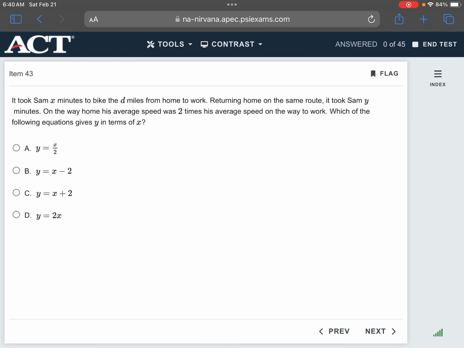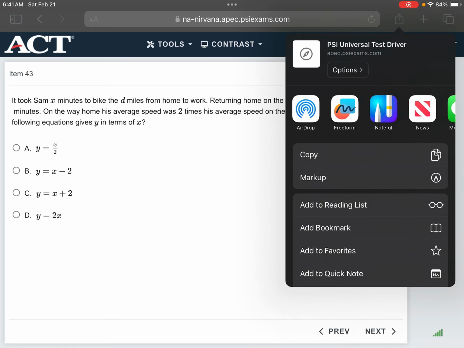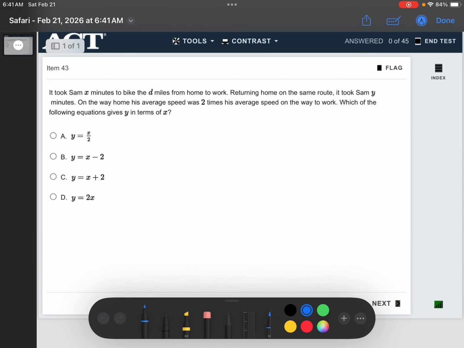Alright, so it tells us, it took Sam X minutes to bike D miles from home to work. Returning home on the same route, it took Sam Y minutes. On the way home, his average speed was 2 times his average speed on the way to work, which of the following equations gives y in terms of x. All right, so a lot happening here, a lot of variables. Let's try to unpack all this and just write a few things up to clarify.